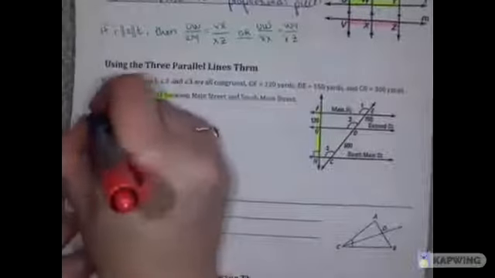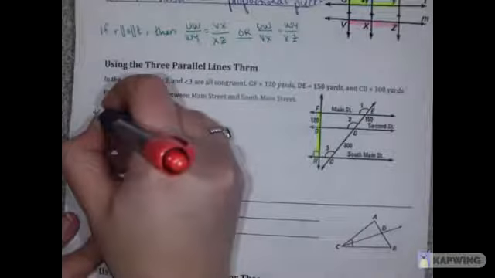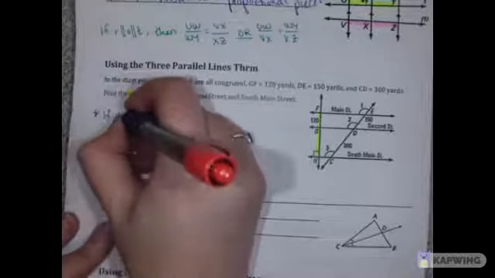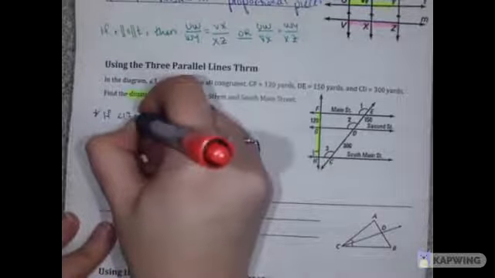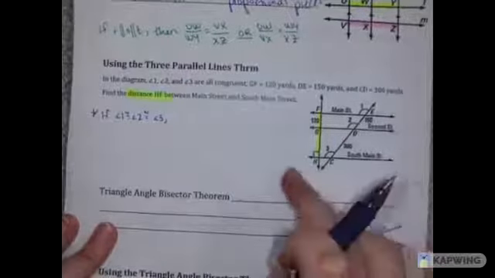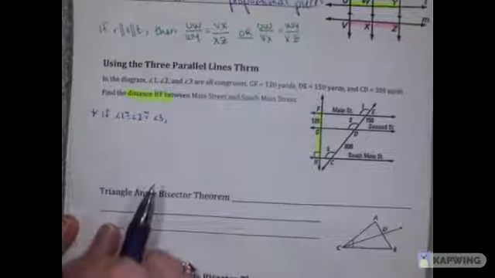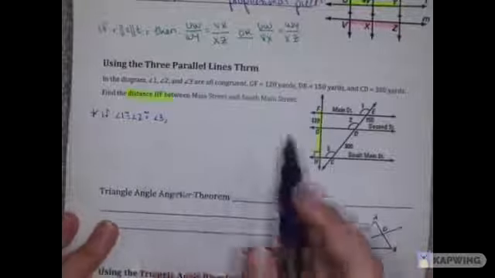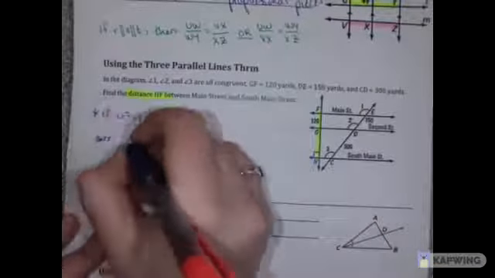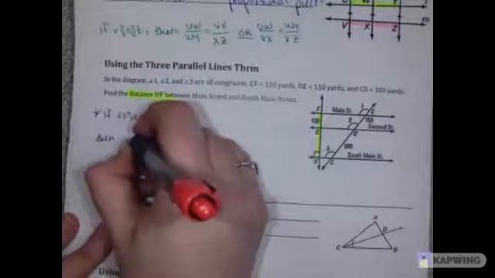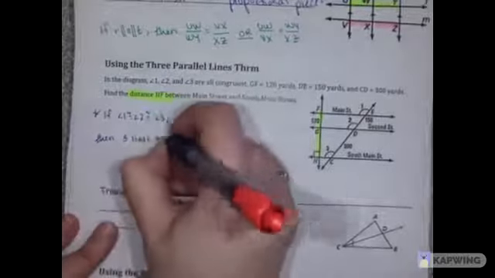So something we want to note is that if angle 1 is congruent to angle 2 is congruent to angle 3, what's the relationship between those angles if you consider these Main Street, 2nd Street, and South Main Street? If angle 1 and angle 2 and angle 3 are congruent, then those three lines are parallel.